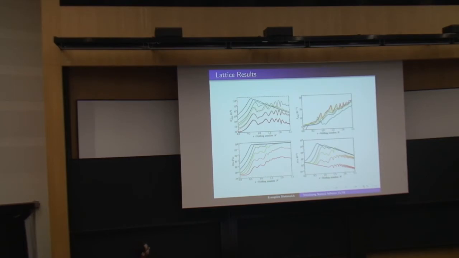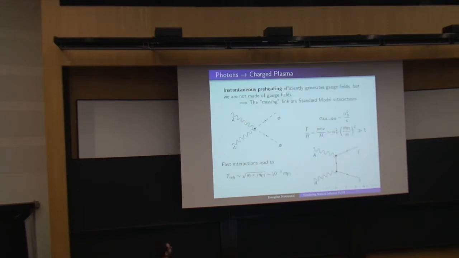So again, this is a similar plot as before. You see that for the couplings that give you instantaneous preheating, we also get a large B field, as expected. And this is the correlation length of the B field, and we see it doesn't change much with the different runs. And the reason is because the correlation length is actually set by the Hubble scale at the end of inflation, which doesn't change much if you change the coupling strength.